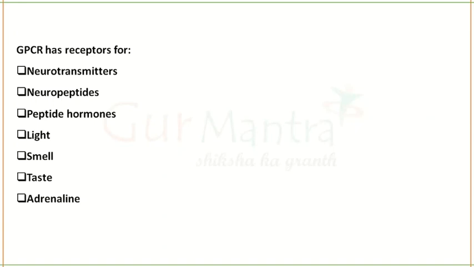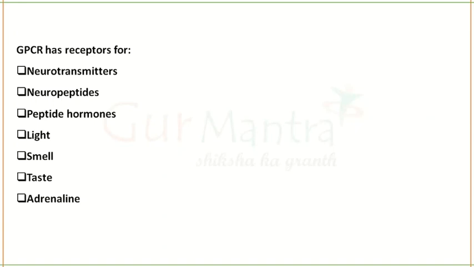So for GPCR, the receptors are for, which means they are saying what are the different types of ligands that can bind to your G protein coupled receptor. Neurotransmitters can bind, neuropeptides, peptide hormones, light, smell, taste, adrenaline. All of these ligands can bind to your G protein coupled receptor for its signaling to happen. And I've told you already that these ligands are nothing but messages. They bring messages with them.